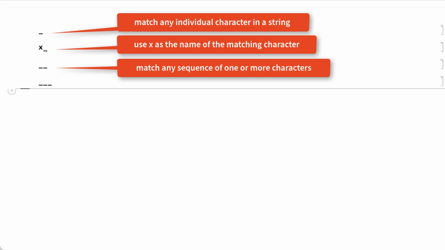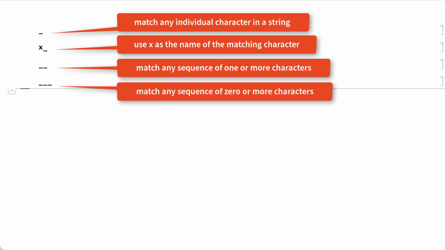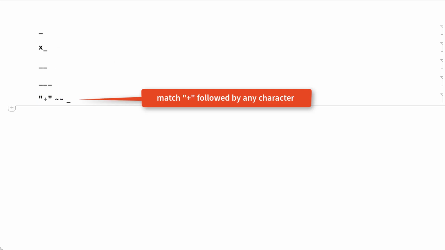Double blank matches any sequence of one or more characters, and triple blank in a string pattern matches any sequence of 0 or more characters. Pieces of a string pattern can be combined by putting two tilde characters between the pieces. For example, the plus character followed by two tilde characters followed by blank is a string pattern that will match plus followed by any other character in a string.